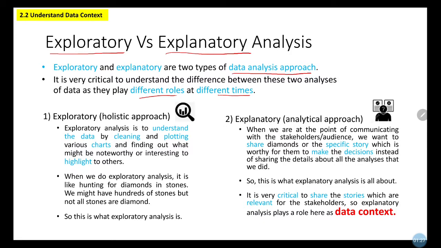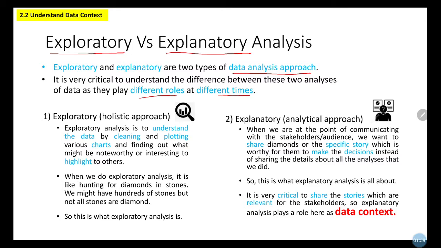Imagine that this is a scientist. A scientist always takes an exploratory approach because they are investigating something, trying to understand something. So it's more holistic. The coverage area of the analysis is larger than explanatory.